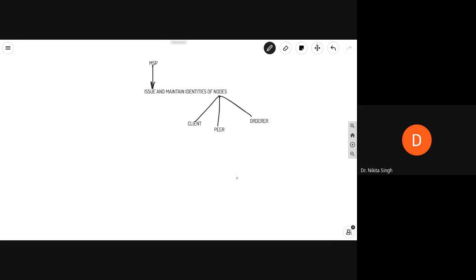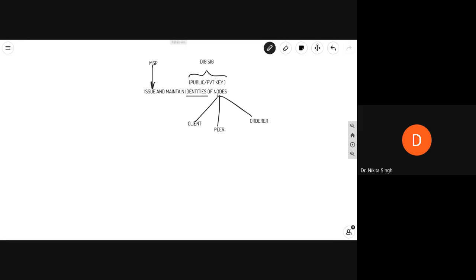So in Hyperledger Fabric, MSP has been given the task, or it is a module that will issue and maintain identities. Identity means the public-private key pair that we have, and it involves the digital signature, that is, digitally signing your transactions, which we have already studied with Bitcoin and Ethereum. And now we'll talk about nodes.